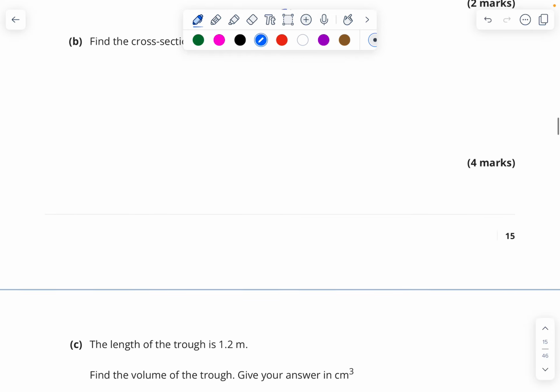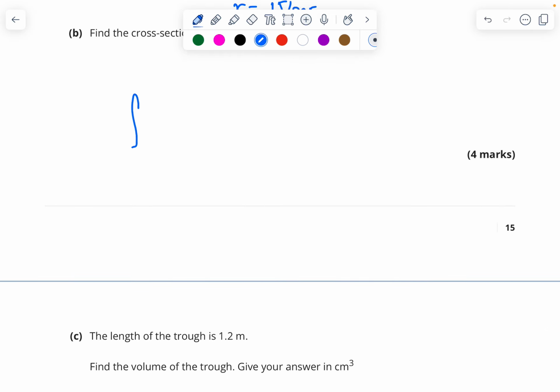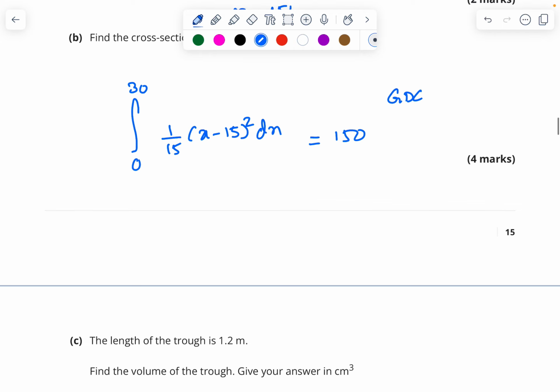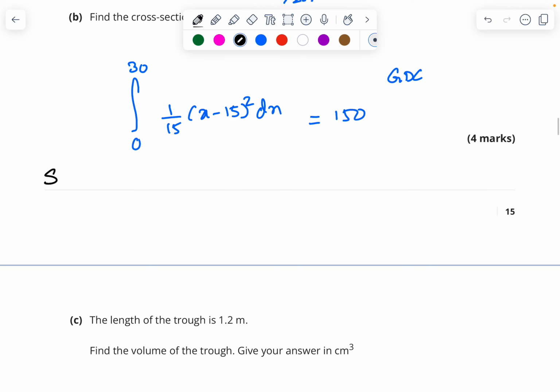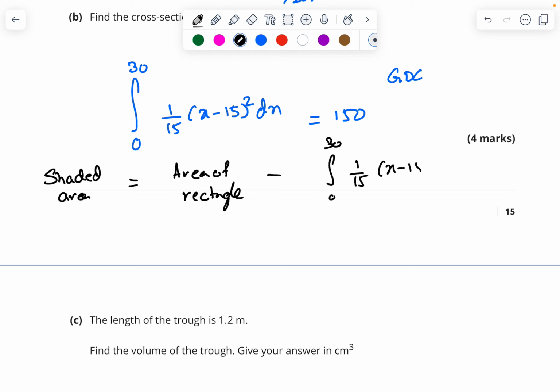Find the cross-sectional area of the trough. It is starting from 0, ending at 30. So it is 1 upon 15 times x minus 15 whole square dx. Use the GDC, you should be able to get that answer as 150. Now, I want the shaded one again. Shaded area will be equals to area of rectangle minus integral of 0 to 30 of 1 upon 15 times x minus 15 whole square dx, which is going to be 450 minus 150, which is 300.